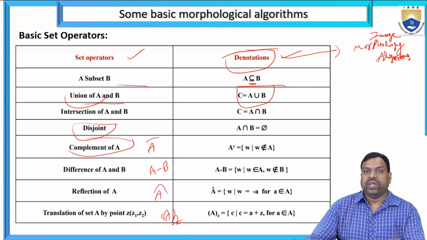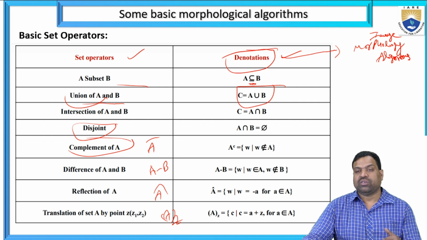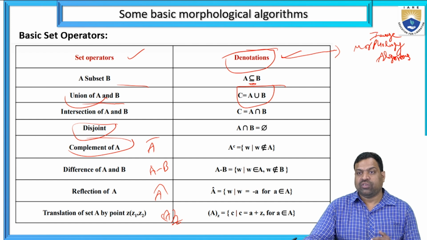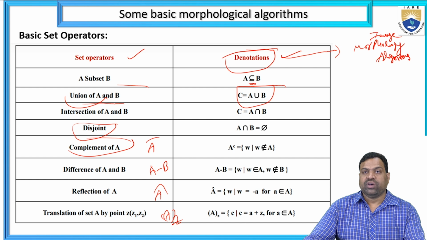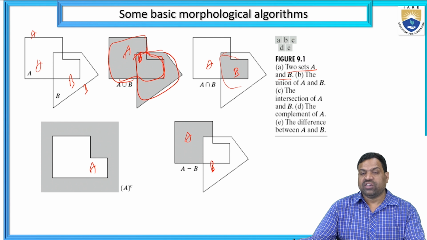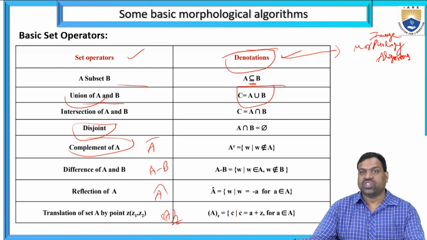And what are the basic set operations? The set operations and their notations. There are so many set operations for morphological operations or for preparing the algorithms. A subset B, A union B, A intersection B, disjoint of two functions, complement of A, difference of A and B, reflection of A, and the translation of set A by B. That is the set operations. And these are the practical examples of set operations.